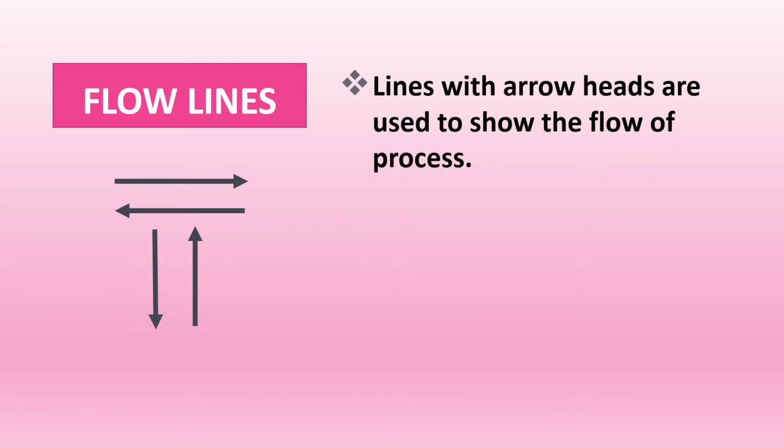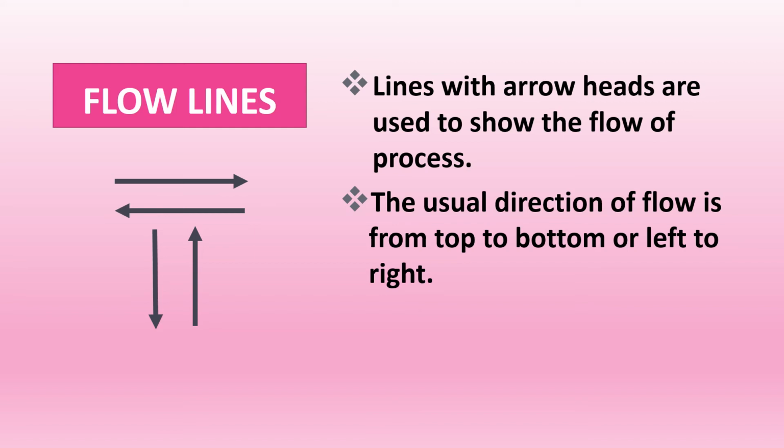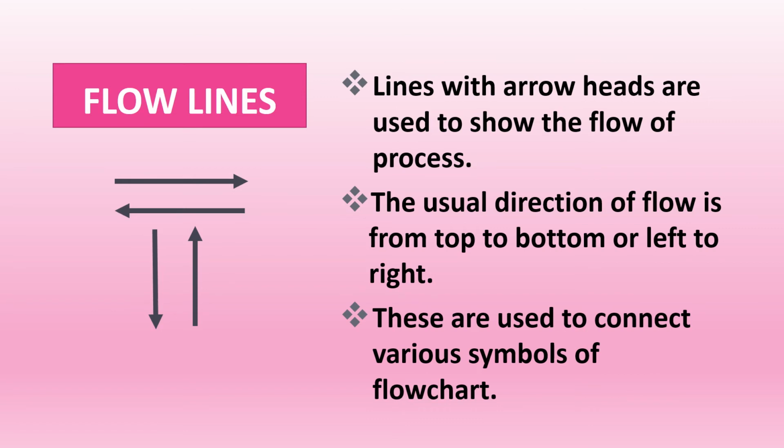Next we have flow lines. Lines with arrowheads are used to show the flow of process. The usual direction of flow is from top to bottom or left to right. Otherwise you can draw it in any direction. These are used to connect various symbols of flowchart.